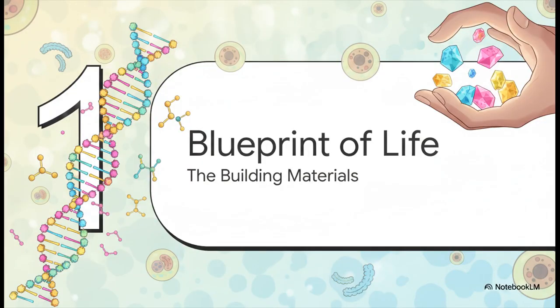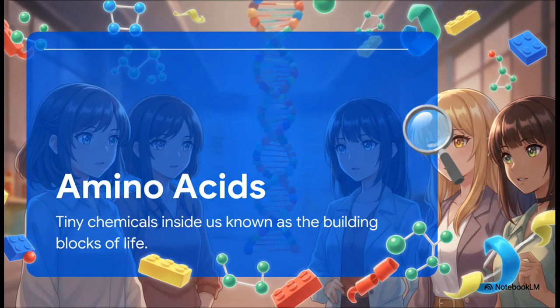Section 1, the blueprint of life. So, to understand this biological blueprint, we first need to figure out what the building materials actually are. Enter amino acids. These are tiny, tiny chemicals inside our bodies, and they're so absolutely crucial that scientists often refer to them as the building blocks of life. Think of them kind of like microscopic biological Legos. They just snap and attach to each other to produce a nearly endless variety of larger, much more complex particles, and we call those larger particles proteins.